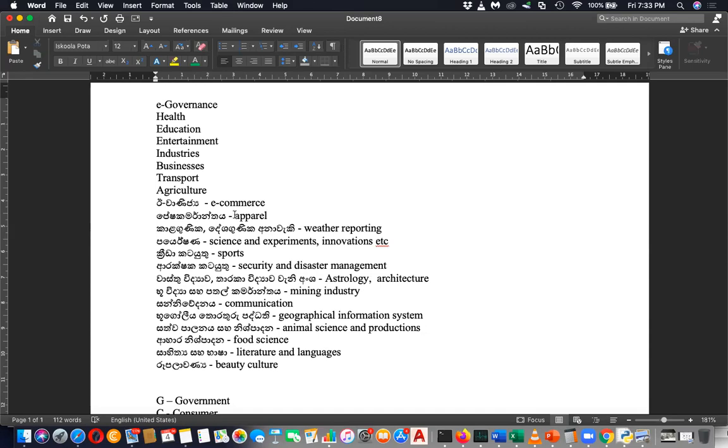In the apparel industry there are machines, and ICT is used for patterns and for printing on dresses, which is 3D printing, dress printing, right? That is happening in the apparel industry.